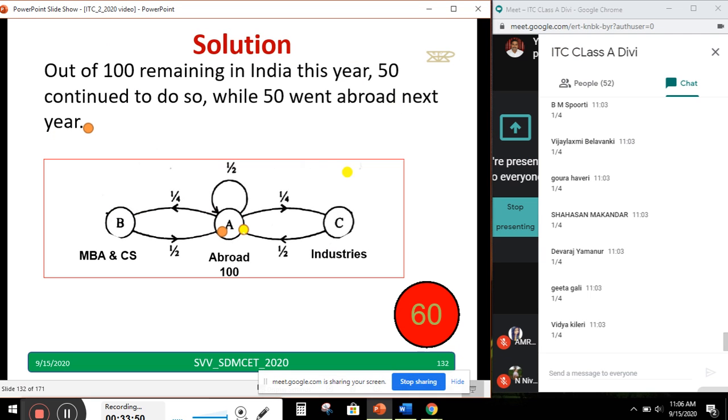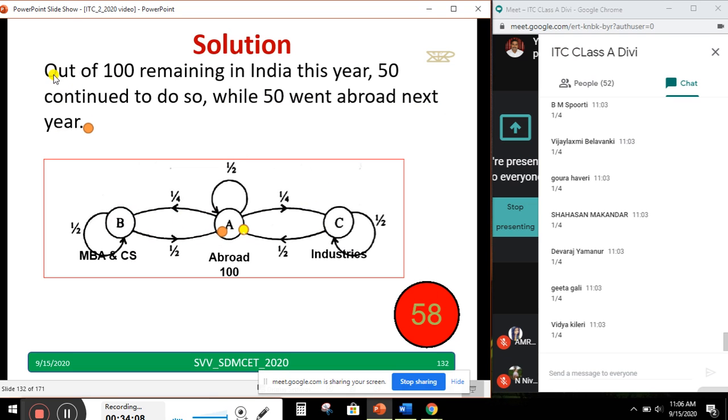It's difficult to adjust every time. Okay, 50 went abroad. So out of 150 it will become 100, 1 by 2, 100 by 50. Therefore I am showing a 1 by 2, and the remaining will be in India only. For them I am taking half and half.